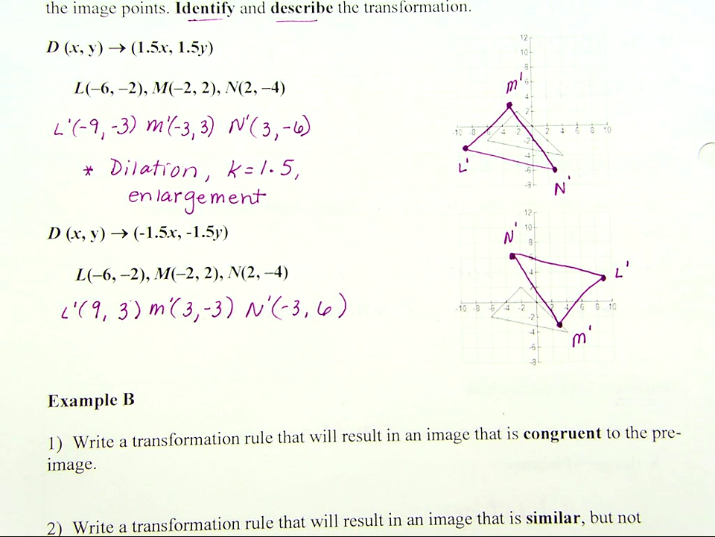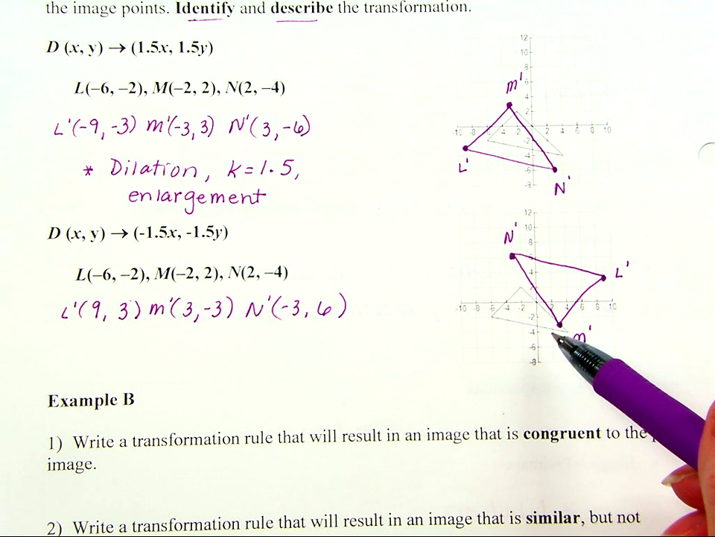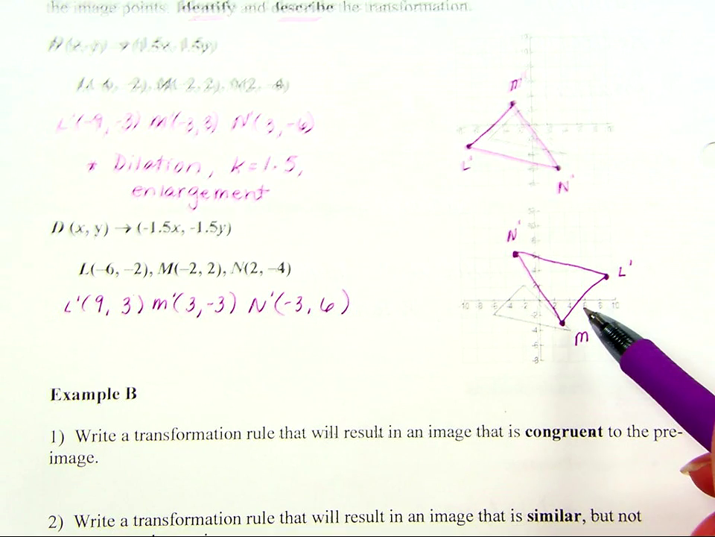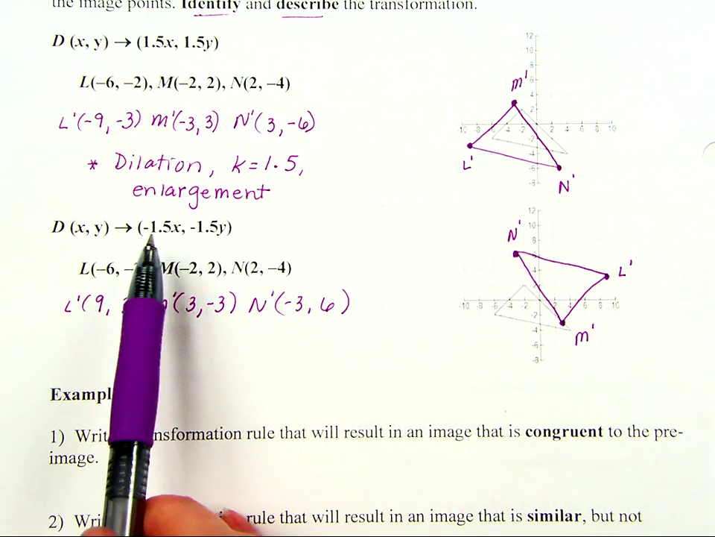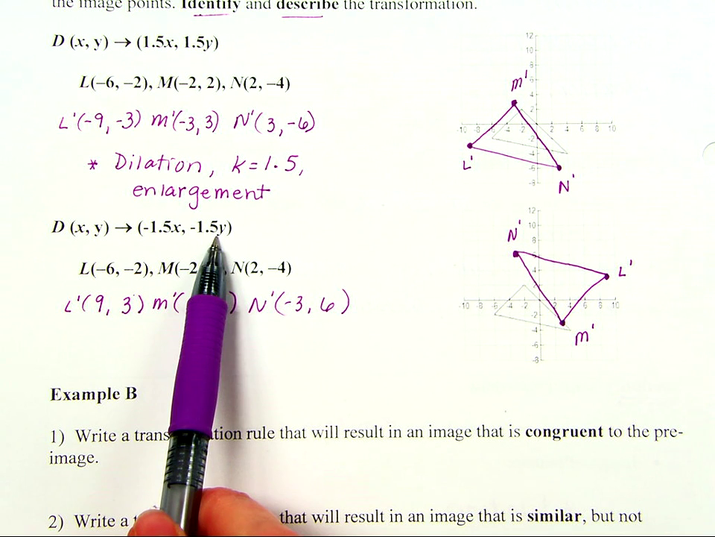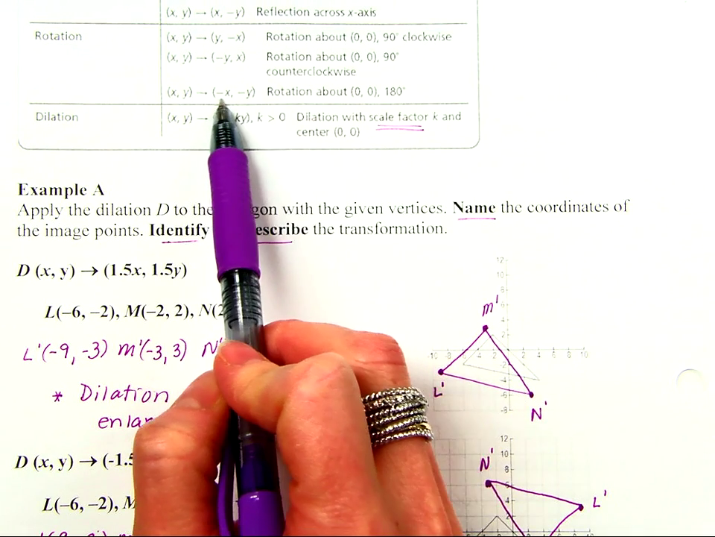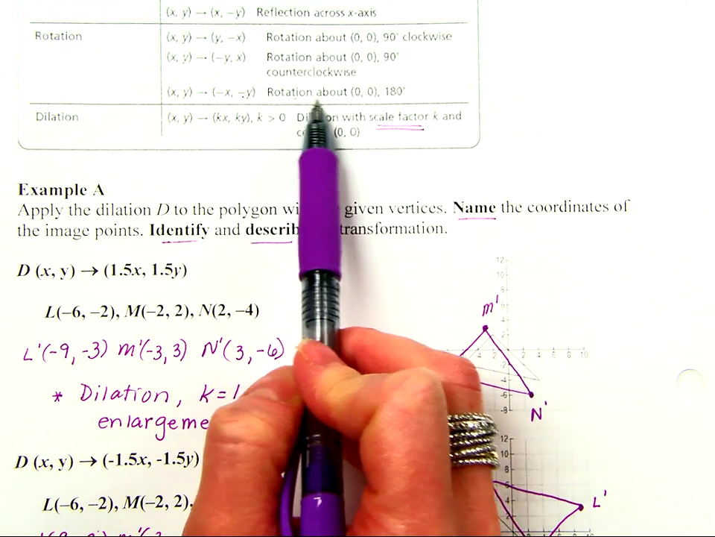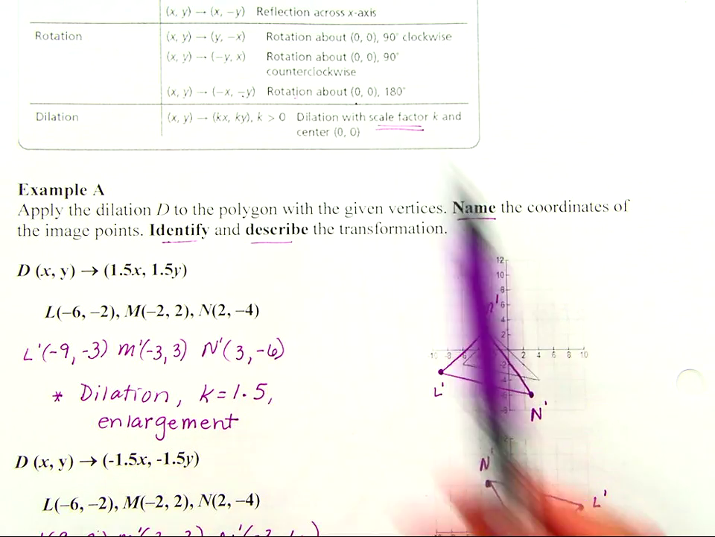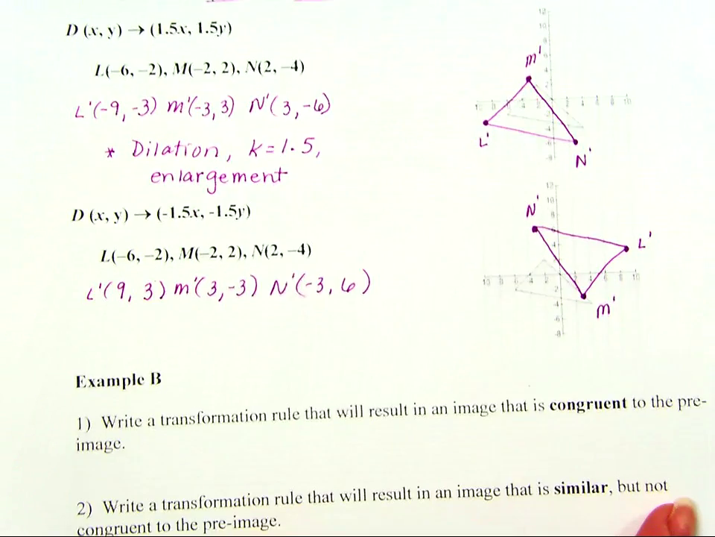Okay, what happened here? Well, it clearly got bigger, but we can also see that the negative caused it to rotate, right? If I have my scale factor negative 1.5 and negative 1.5, the 1.5 caused my triangle to enlarge, but the two negative signs, if you look up here at the top, negative, negative, actually causes a rotation of 180 degrees. And that's what happens in that second example.